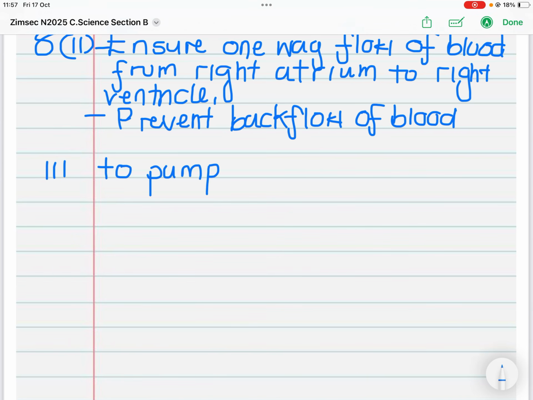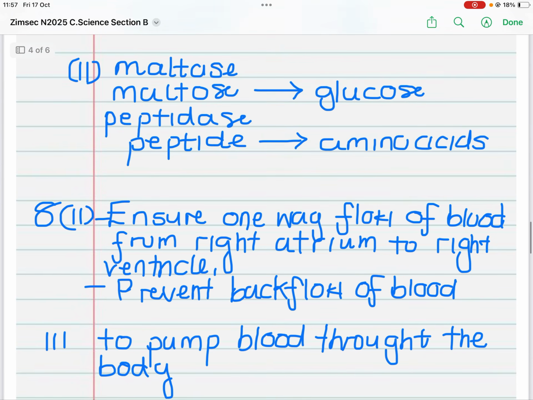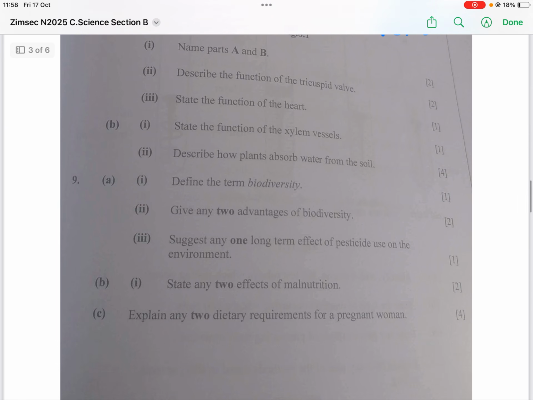The main function of heart is to pump blood throughout the body. So make sure that you explain that it delivers oxygen and nutrients to the body tissues, and also it allows the removal of waste products like the carbon dioxide. It is supposed to be part of the explanation, right? Let us scroll back again so that we see the next question.